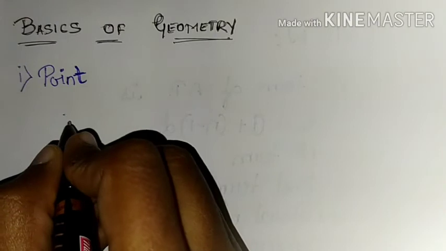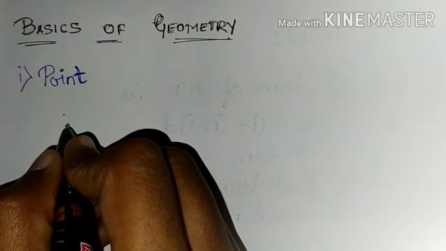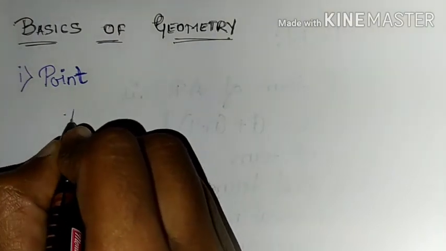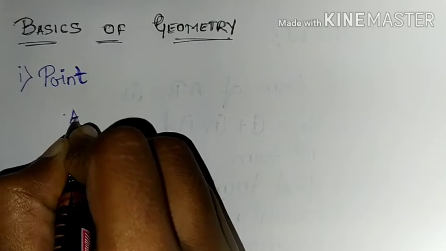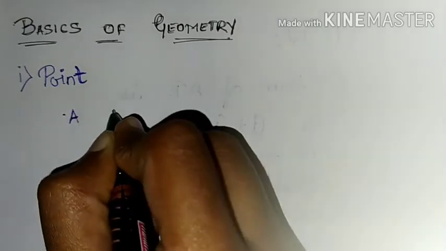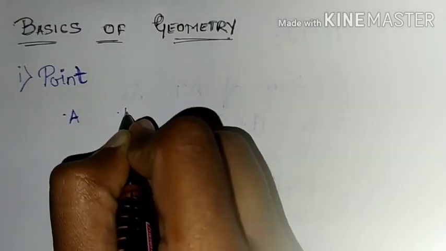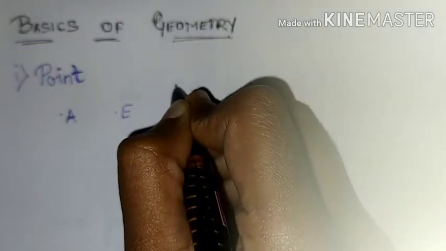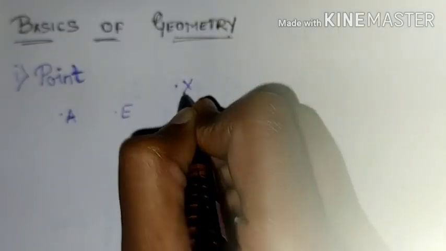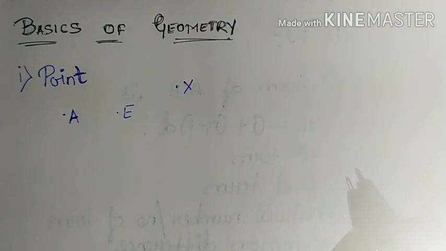And whenever you name or label a point, we always use capital letters, like point A, similarly point E or point X. So like this, points are represented or denoted with capital letters, and they are always represented as simple dots.